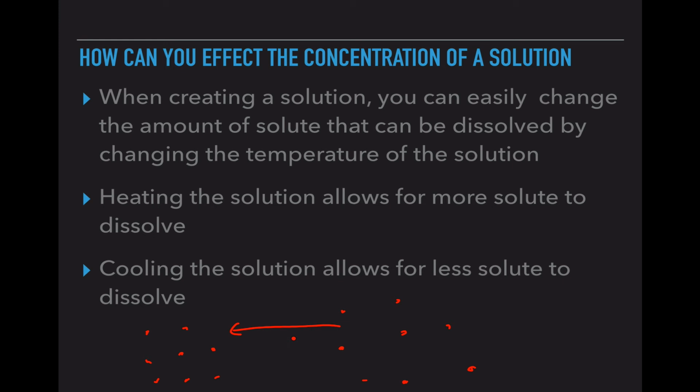This works with other solutions also. If you're going to make iced tea out of a powder, you might use warm water out of the faucet in order to allow it to dissolve faster and then cool it in the fridge so you can drink it. So heat allows you to dissolve more stuff. Cooling the solution allows you to dissolve less.